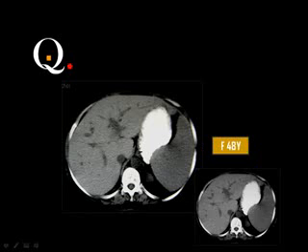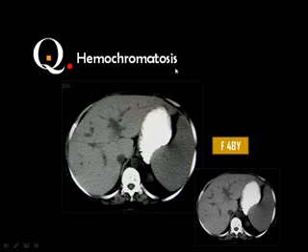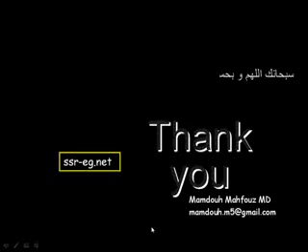What do you think about this liver in a female patient, 48 years old? Sorry? Yes, this is a storage disease. Very good. This is the stomach and this is the spleen. There is no contrast material in the aorta, and the liver is more dense than the spleen. Then you know that this is a storage disease. One of the storage diseases is hemochromatosis.